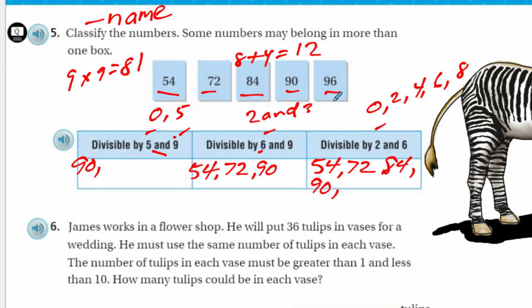How about 9? 9 times something? Well, how about just 9 plus 6? 15? 15's not divisible by 9. Makes me want to check though, huh? Well, if you just did 9 times 9, that was 81. 9 times 10 is 90. You can see it's not going to work. Sorry, 96, you don't get to be in here.